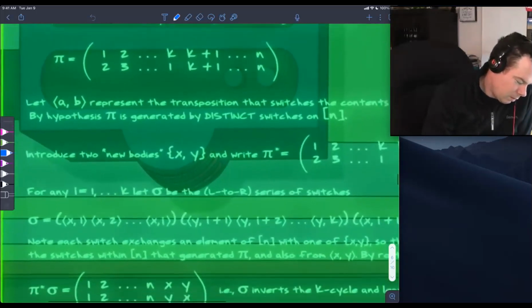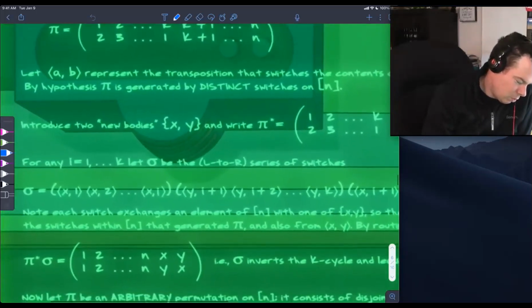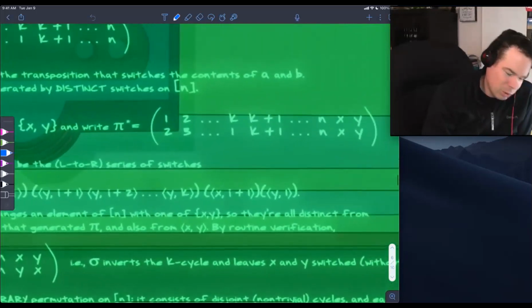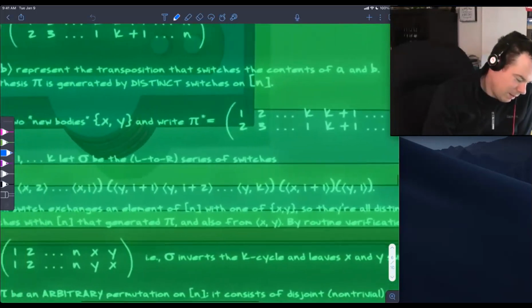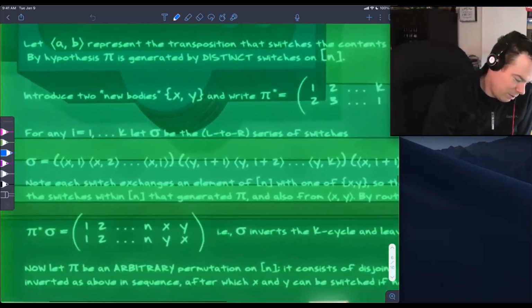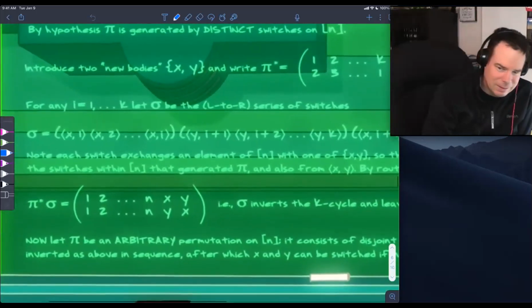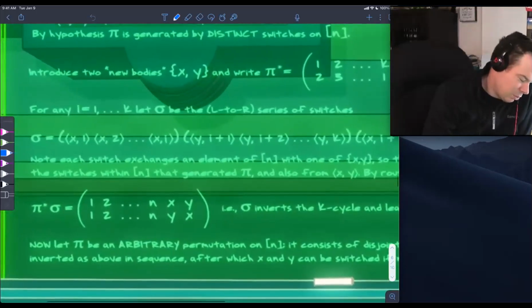And then we introduce 2 new bodies, x and y. So we extend the permutation into its array form, and so on. So there's a full proof written out here, embedded in that episode. And then they write down, here's how you restore the cycle.